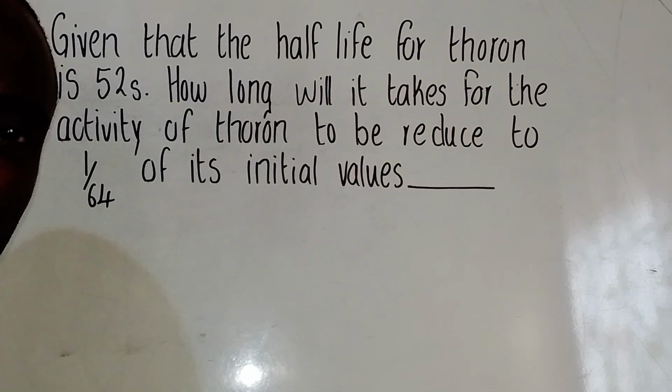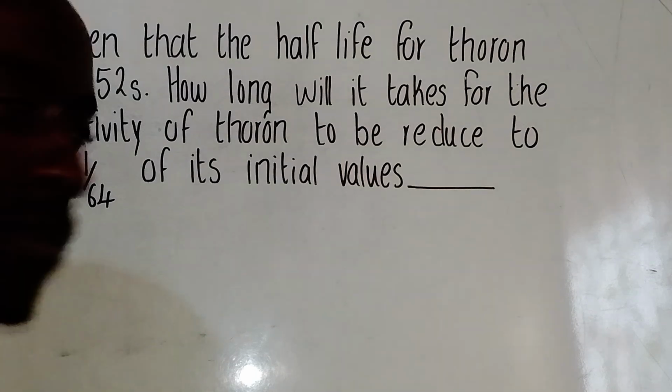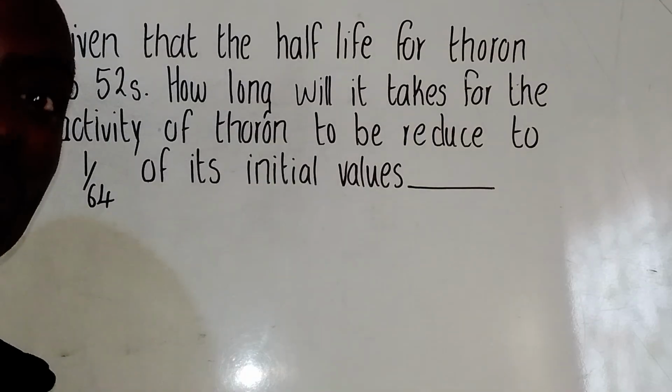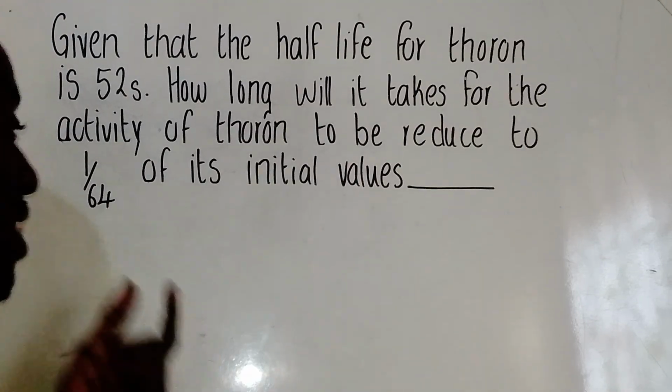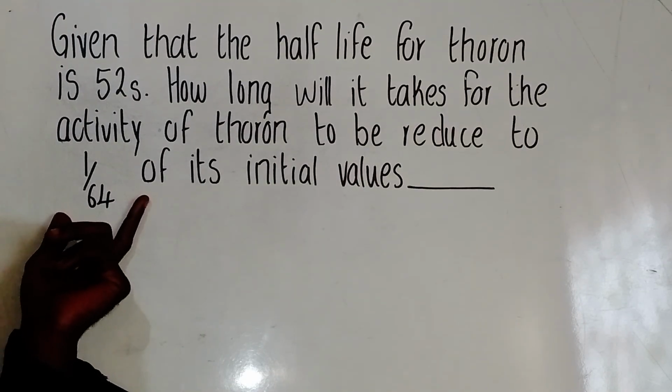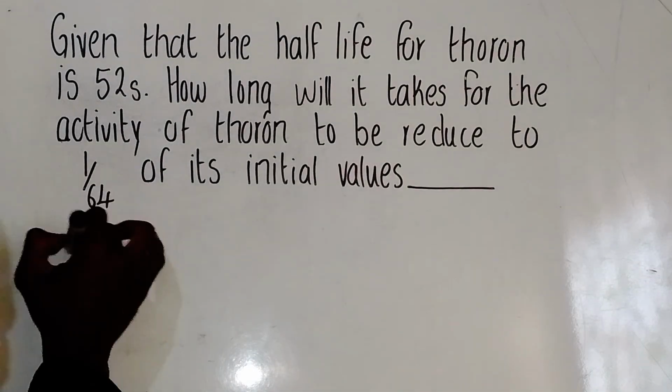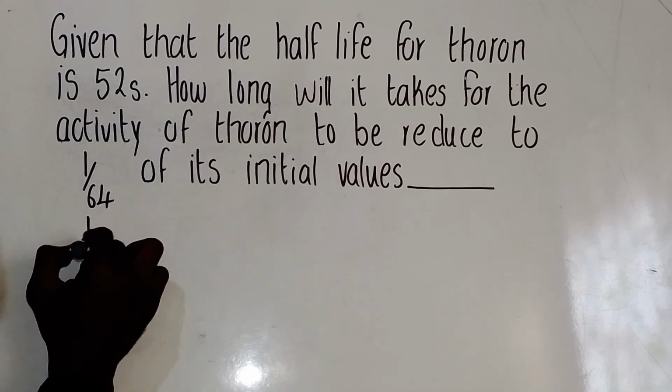Now, let me try to explain more so that you fully understand here. When they say how long, it simply means we need to find the time. Now, the time for what? The time when this was formed. Now, 1 over 64 signifies this. 1 over 64, it comes from this.